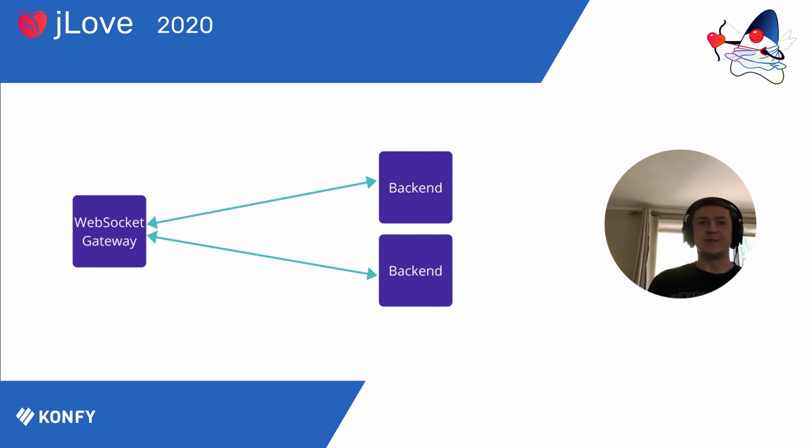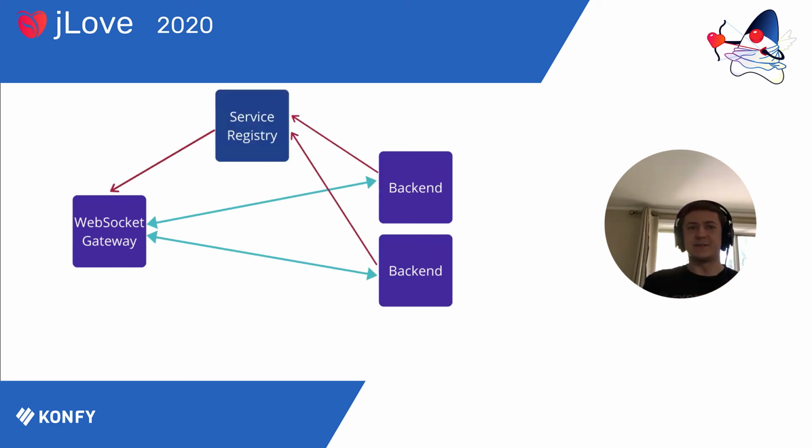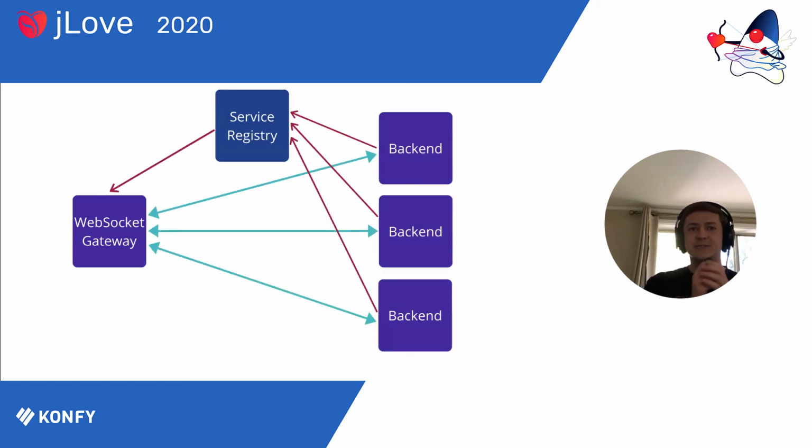So that can be resolved by ensuring that every single gateway connects to the backends directly. But that means that the gateways need to know the addresses of the backends. And that can be solved with the introduction of a service registry. That way, every single time a new backend starts, it registers itself in the service registry. And the WebSocket gateway listens to the updates from the registry and establishes the connections to the backends directly.